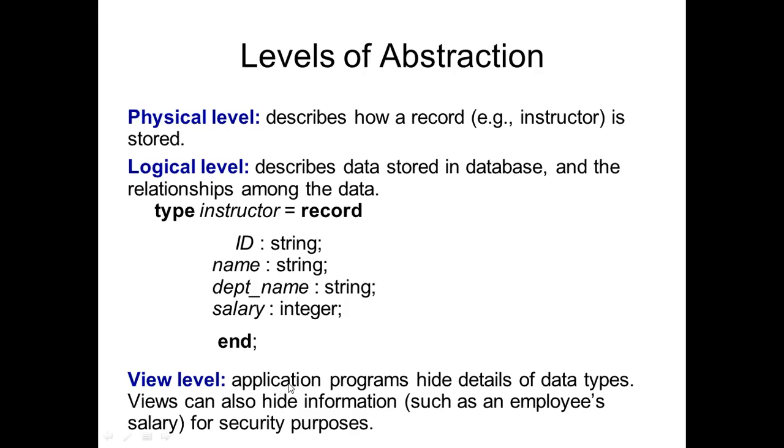Means you can display the records for the employees' information. Okay, so the application programs hide the details of data types from the user. User can't know whether ID is string, character, or number. But whenever you are going to store, it will show how the data is stored. So this is all about data abstraction.